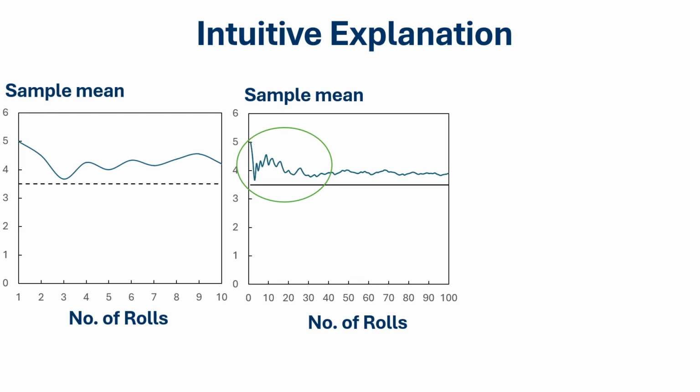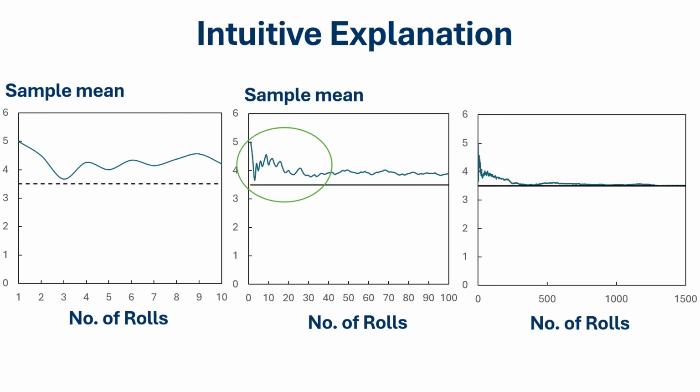Finally, let's look at 1,500 rolls of the dice and what happens when we plot that on a graph. We can see that the x-axis goes all the way up to 1,500. But beyond a certain point, there is virtually no fluctuation in the sample mean, and the sample mean has become the true mean or expected value of 3.5. The curve has become that dashed line.